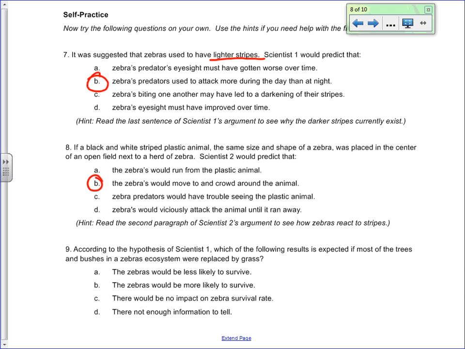Okay, let's get to the last one. Number 9. We have a volunteer to read number 9 for us. According to their hypothesis, the scientists won which of the following results was expected if most of the trees and bushes in a zebra's ecosystem were replaced by grass. We chose A, the zebras would be less likely to survive because they use the trees and bushes for camouflage, so those replaced by grass.